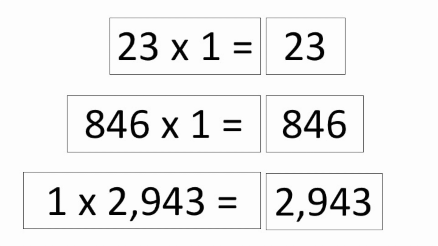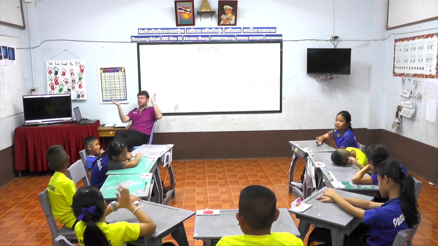846 times 1? 846. 1 times 2,943 equals 2,943. Excellent, guys. And this is called, ready? The multiplicative identity property. When we times the number by 1, the answer is always the number. Any questions, guys? No. That was great. Well done.